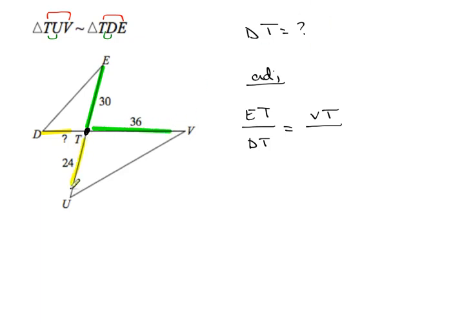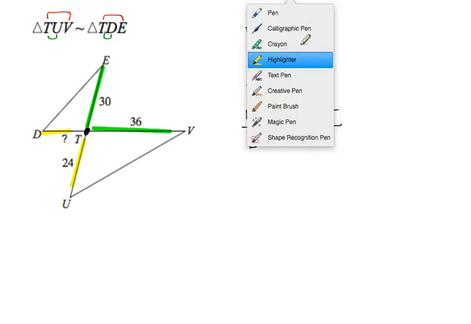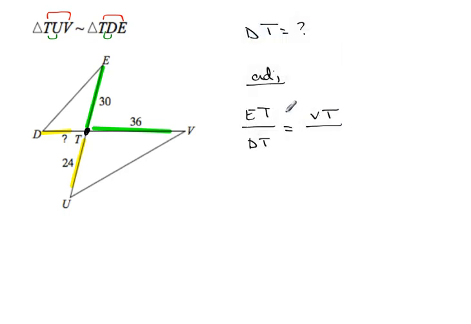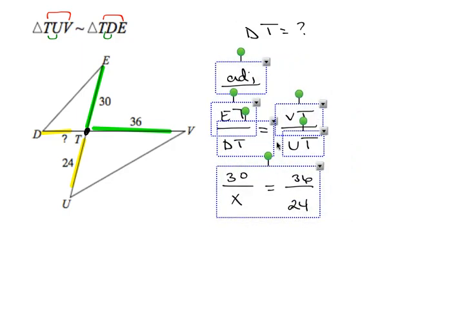And UT. So let's finish that. So VT and then UT. This would be adjacent sides proportions. So if I filled in, ET is 30, DT I'm going to call X, which is unknown, VT is 36, and UT is 24. So this proportion will help me solve for X. That's one way of doing this with adjacent sides.